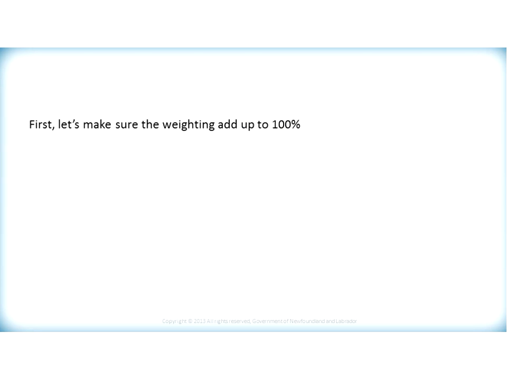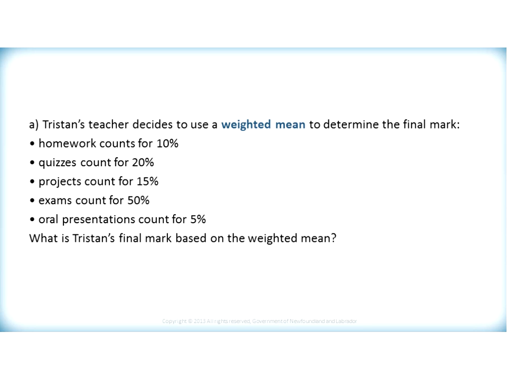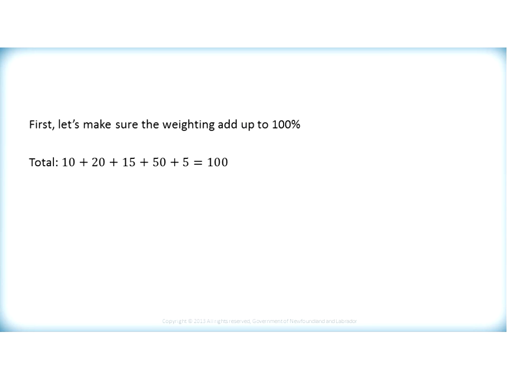So the first thing we're going to do is make sure that the weightings add up to 100%. 10% for homework, 20% for quizzes, 15% for projects. There we go. 50% for exams, and 5% for oral presentations. If we add all those numbers together, we do get 100. So they do add up to 100%. Now this isn't always necessary, but it certainly makes your calculation of a weighted mean much easier to deal with if things do add up to 100%.